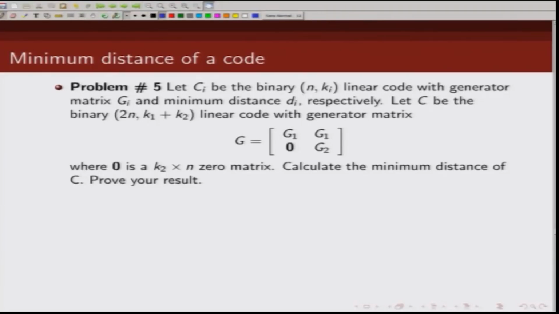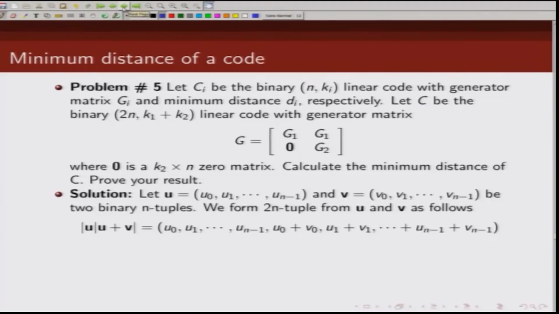Let Ci be a binary linear code with code parameters n, ki, with generator matrix Gi and minimum distance di. And let us consider a new binary linear code C of length 2n and message length k1 plus k2, whose generator matrix is given by this expression. Now, what is the minimum distance of this new code C?